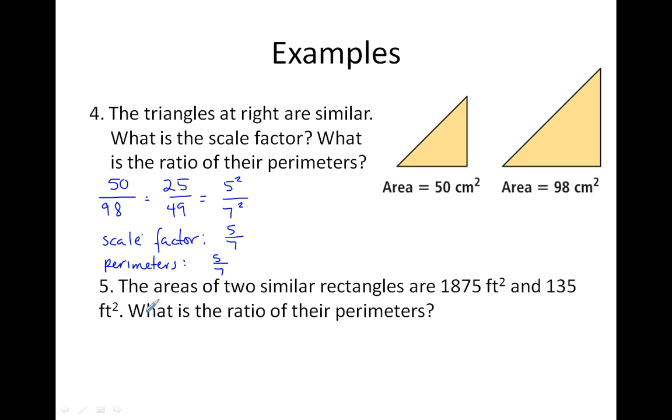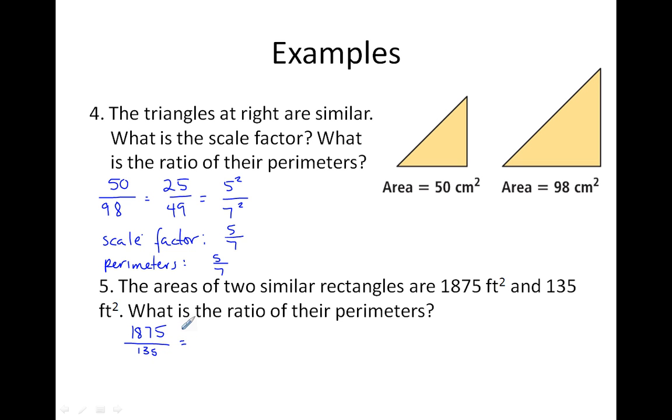Number 5, we have 2 similar rectangles. The first one is 1,875 square feet. The second one is 135 square feet. And we want to find the ratio of the perimeter. So we're going to do the same thing we did up here. And we're going to start by writing the ratio of the areas, and we're going to reduce what we can.